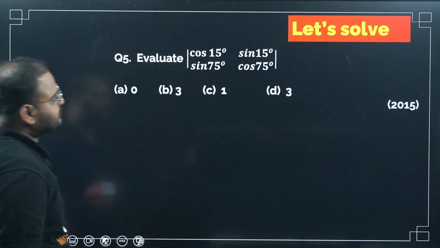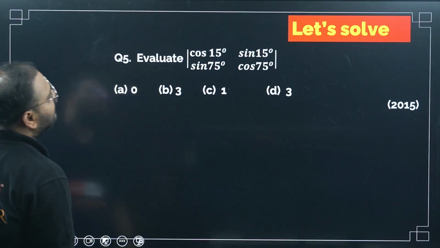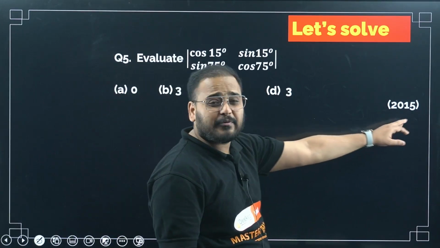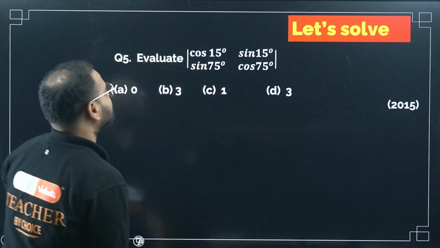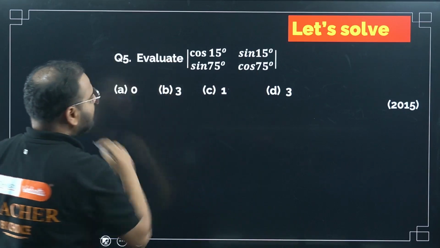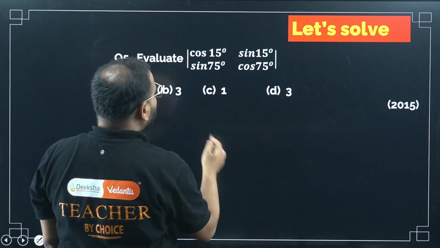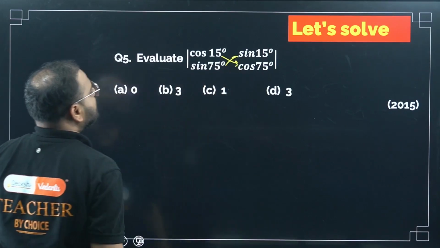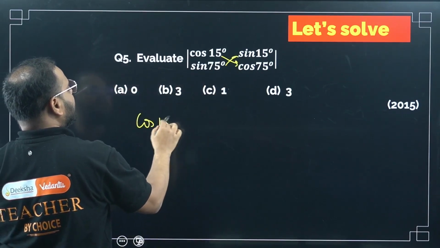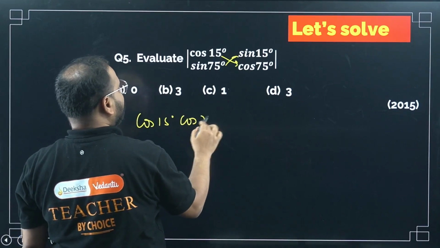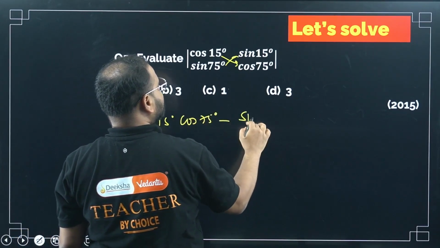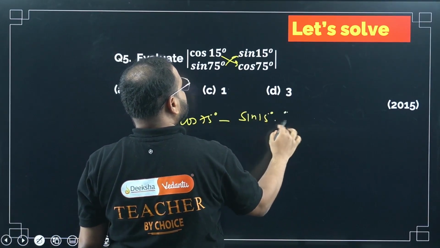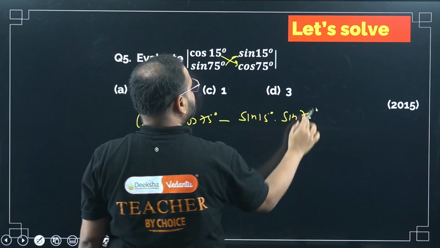Shall we move on? Simple problem. Okay, evaluate this. This question came in 2015. Think about how simple this question is. The answer should come as, I think, 0, but let's see how it's coming. If I have to find the determinant of this, I'll cross multiply: cos 15 degrees, cos 75 degrees minus sine 15 degrees and sine 75 degrees.